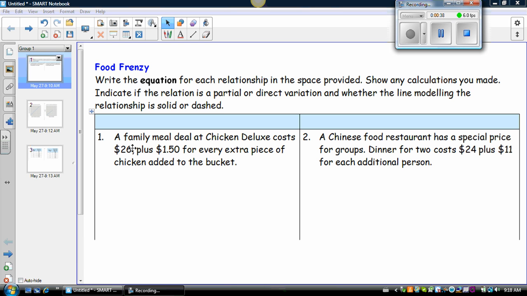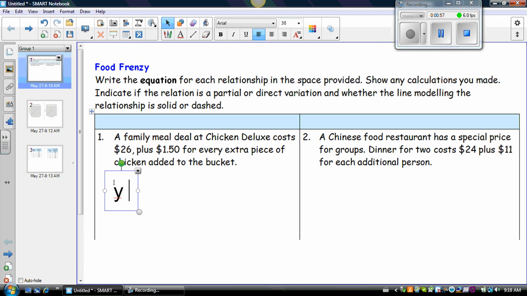Okay, so the first question, number 1, says a family meal deal at Chicken Deluxe costs $26 plus $1.50 for every extra piece of chicken added to the bucket. So the first thing we want to do is write our equation. Our equation, we know, is in the form y equals mx plus b.